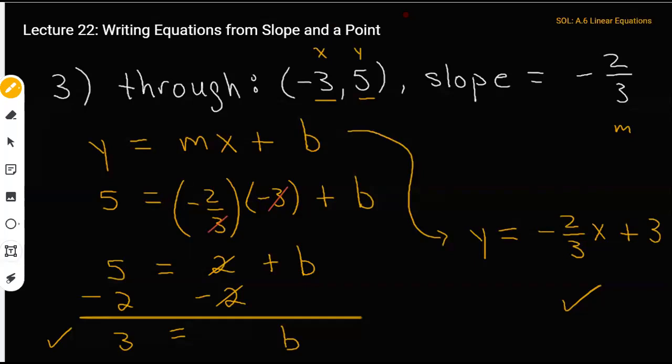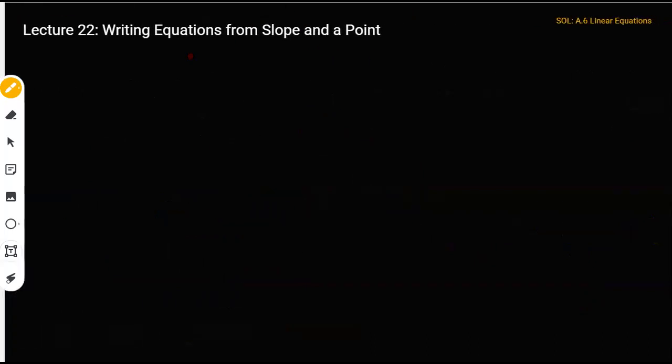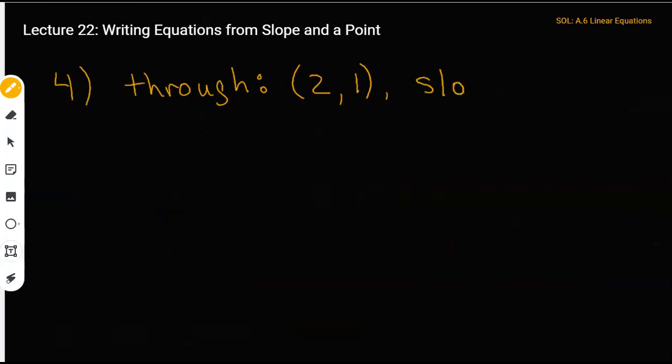Okay, so let's do 2 more, and then I'll let you guys get started on the classwork, and we'll finish it up. Let's try number 4. 4 is going to be a line that goes through the point 2, 1. And the slope is going to be 0.